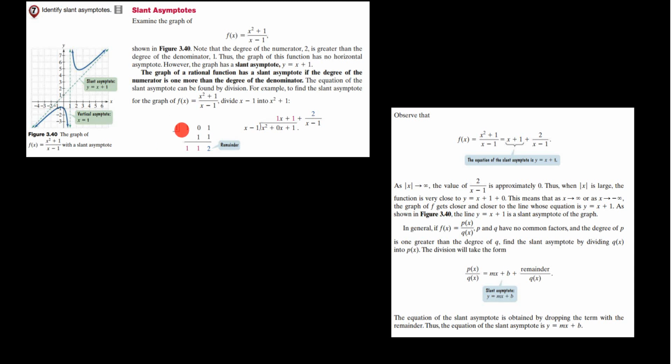I don't remember if we did that in this class or not. I don't know. But anyways, synthetic division. I'll give you a good reminder of it.